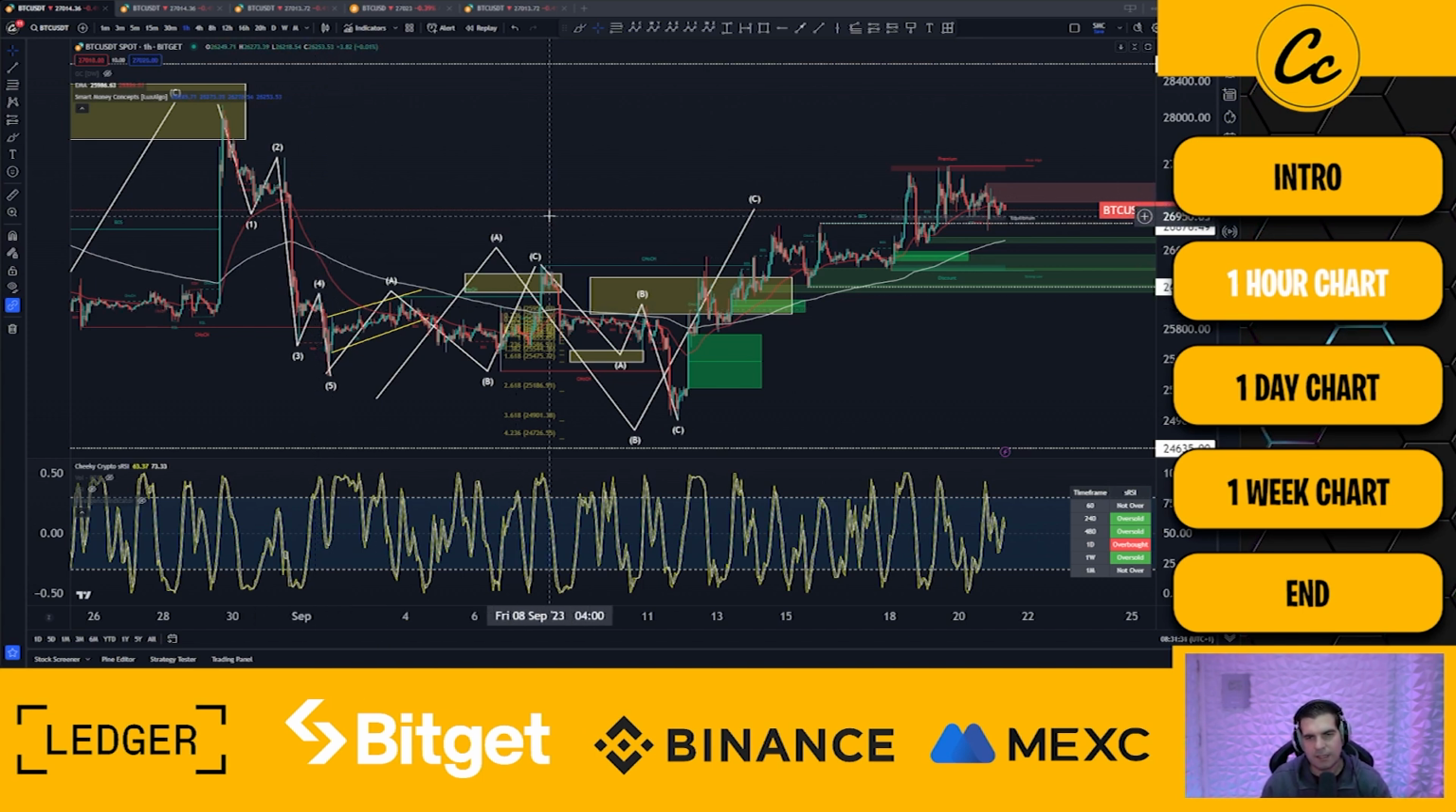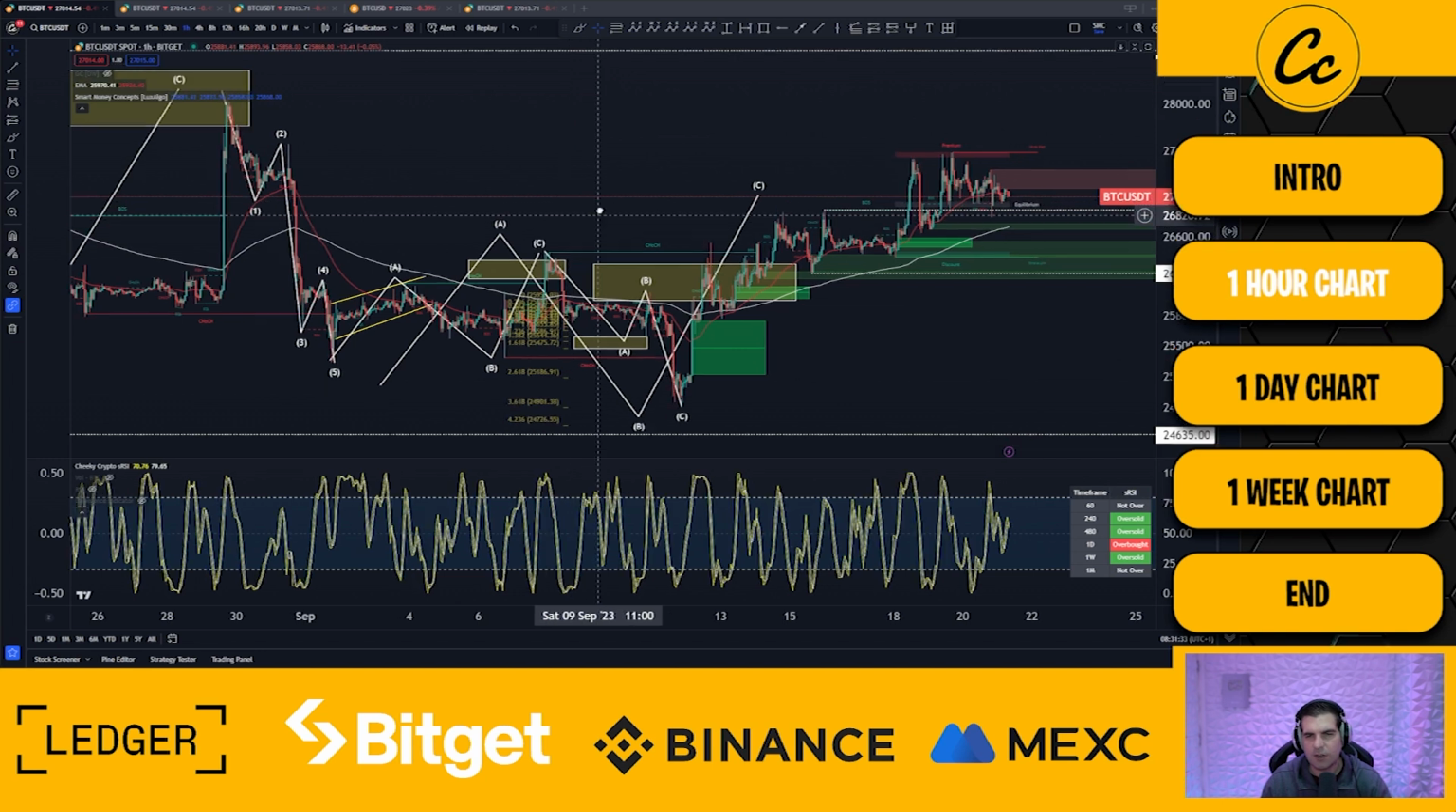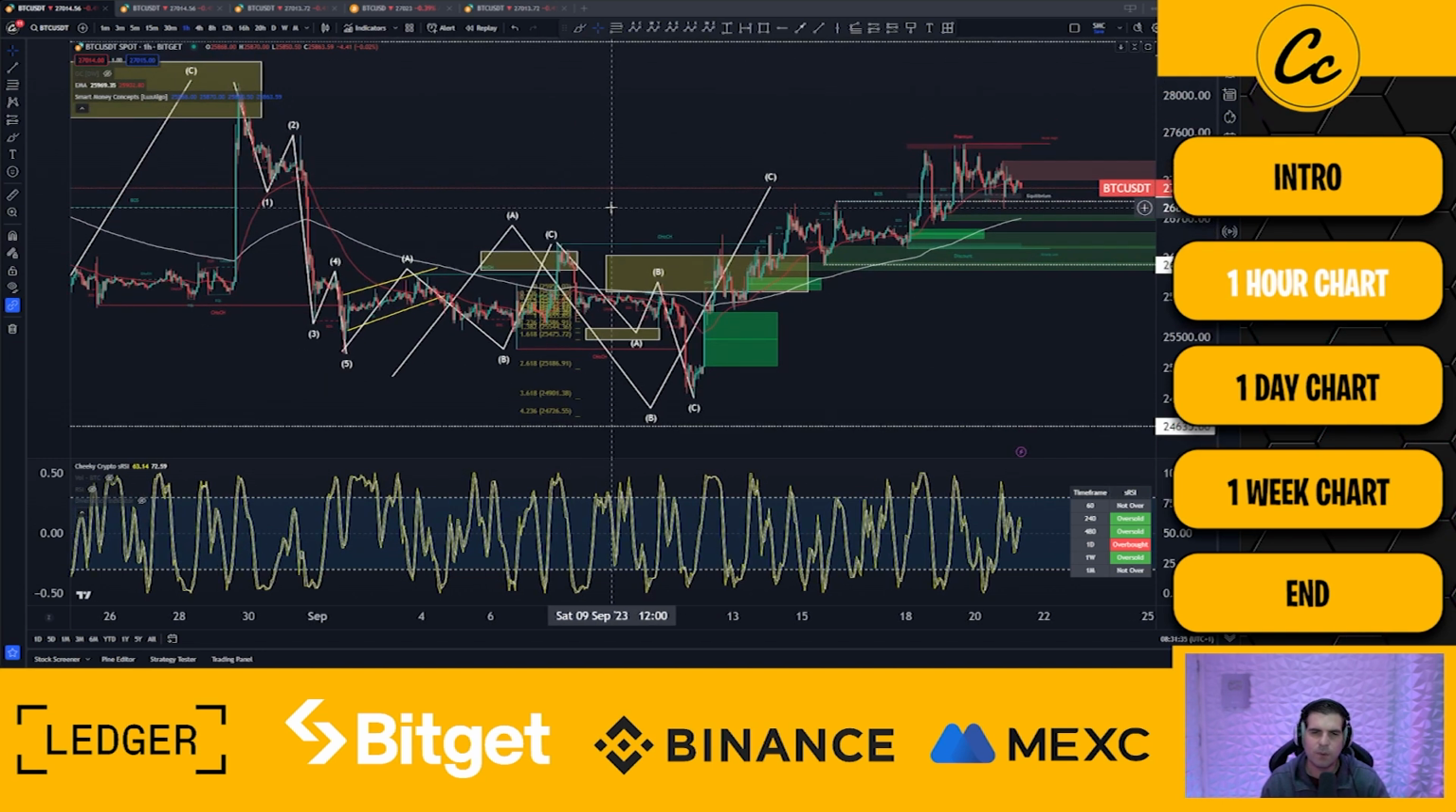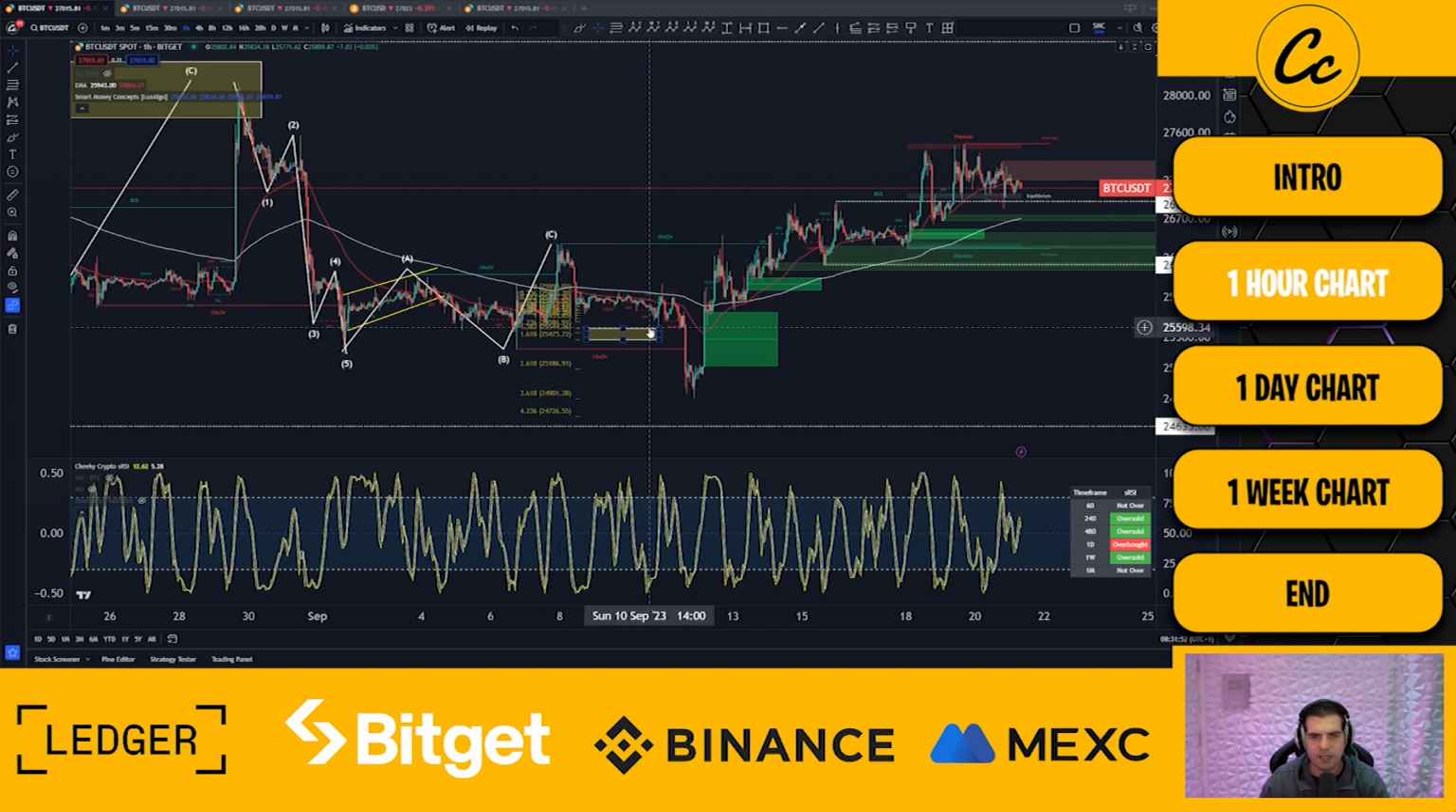However, looking at this, I think we've got this slightly off. I think we are not looking at an irregular flat situation. I think we're actually looking at a double zigzag. So let's go ahead and pull that in. I'm going to tidy out a lot of the noise here for a second, because I think it's very important that we look at everything in a nice clean way.